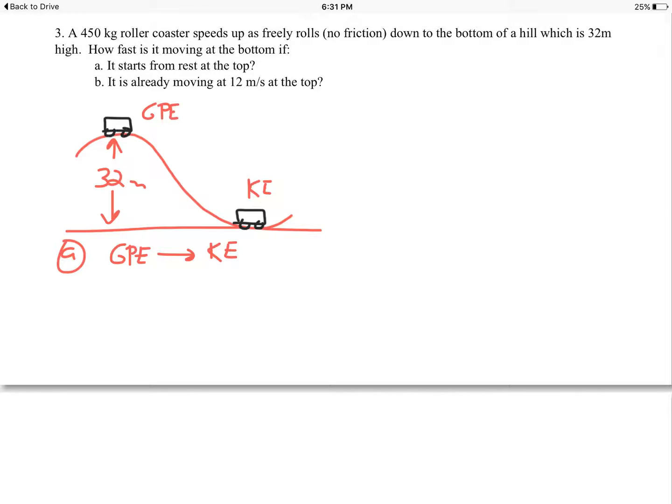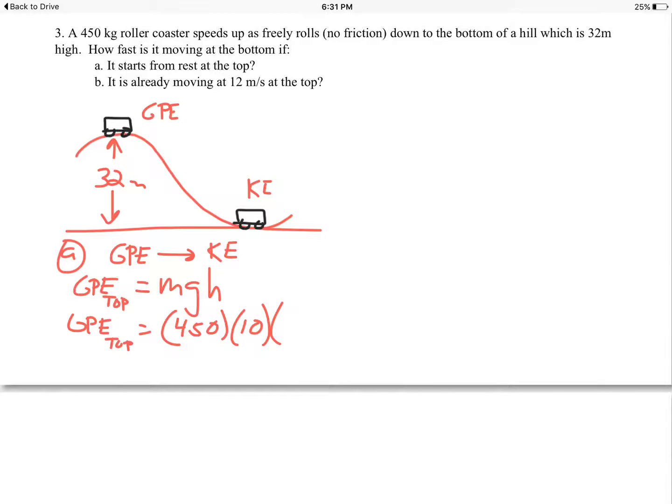What we want to do is calculate the GPE at the top of the hill. It's going to be mgh, that's the equation. So the GPE at the top is the mass of the car, which is 450 kilograms, the units are good, times g, 9.8 or 10, times the height from the ground, 32. So the GPE comes out to be, I believe, 144,000 joules.